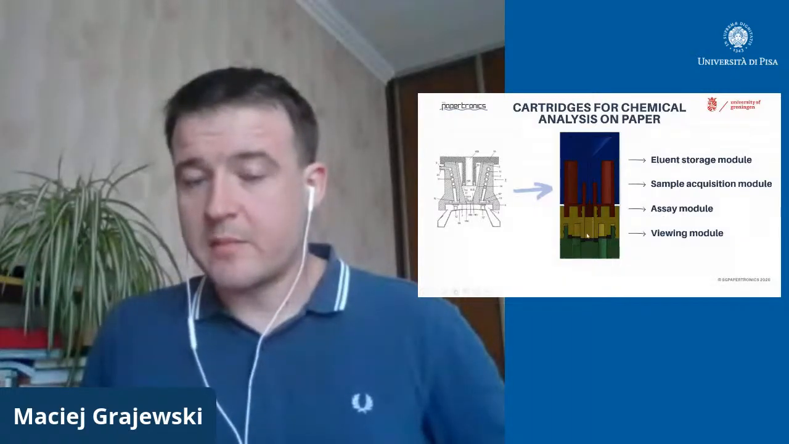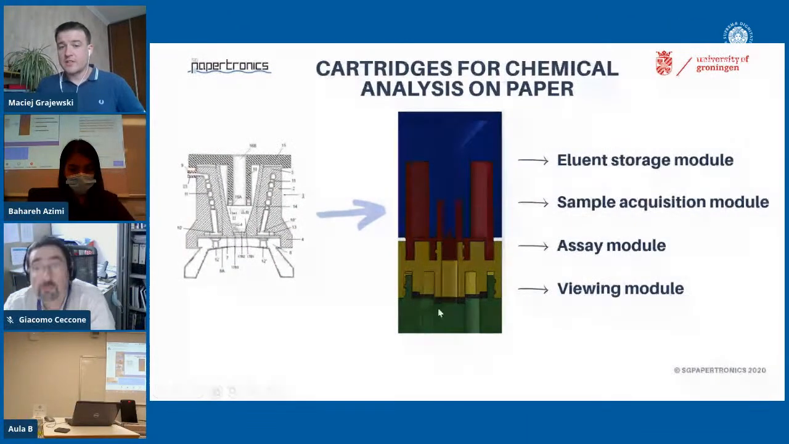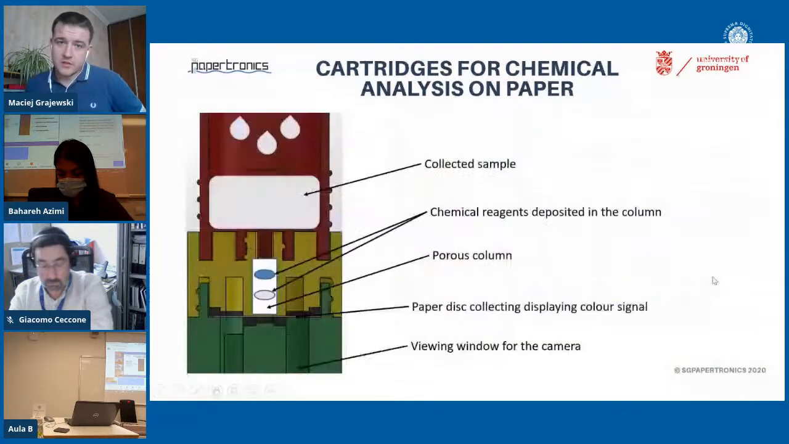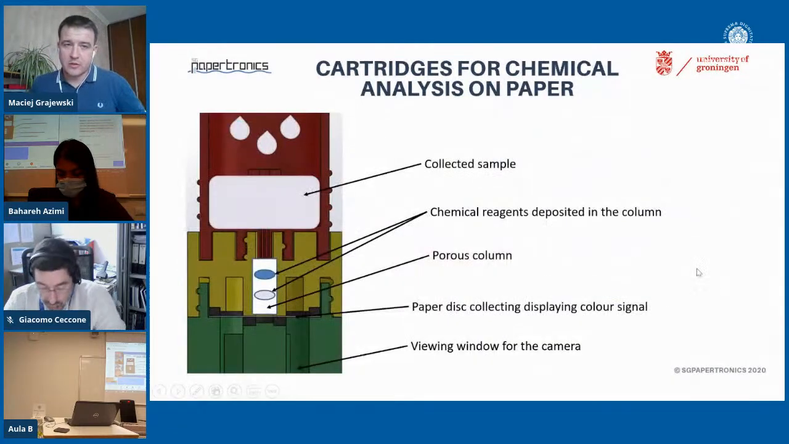This is the place where the chemical reaction occurs. When it's done, the signal is being displayed on the bottom, and sample is being delivered and dosed in the red module and eluted, if necessary, by a buffer or solvent contained in a blue module. And this is how it looks.